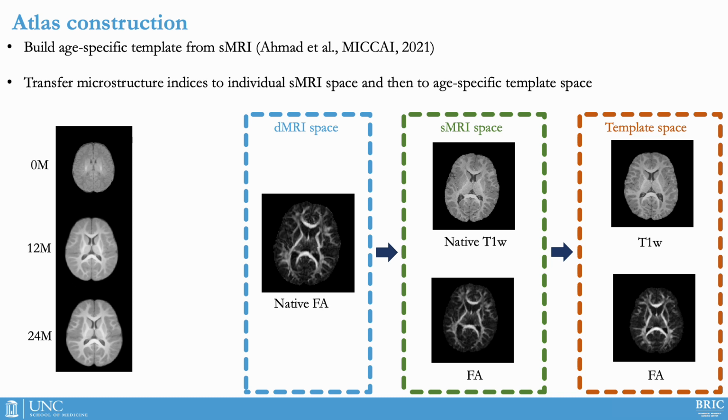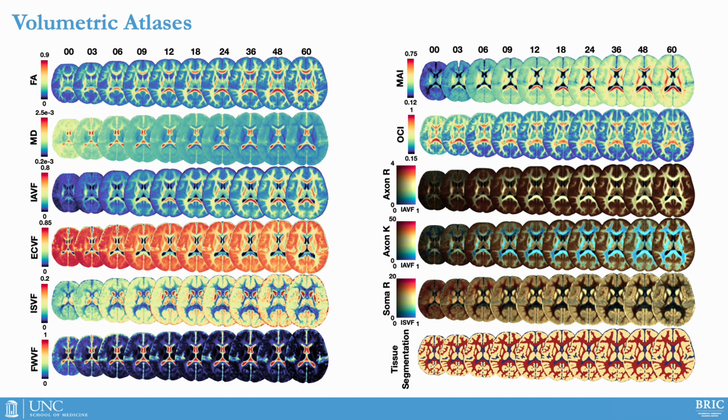Then to construct the atlas, we build a set of age-specific templates using T1 weighted and T2 weighted images. On the left are examples of the template at 0, 12, and 24 months. Then we bring the diffusion index maps to the template through the structural space. From that, we do outlier rejection and averaging to get the volumetric atlases. We calculate the atlas for each month in the first 24 months and then every 12 months up to 5 years.